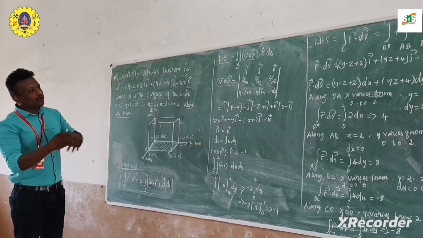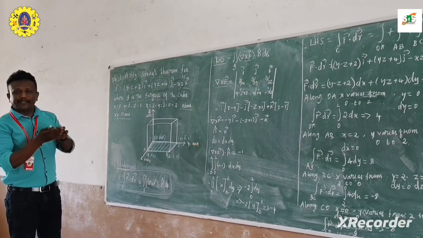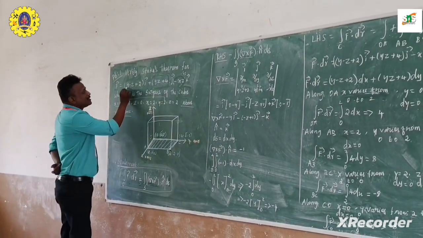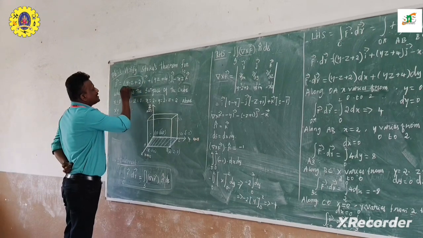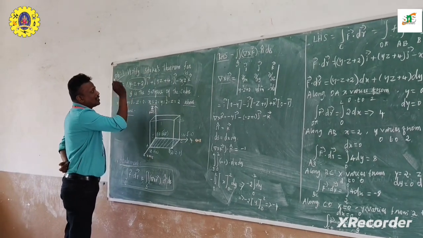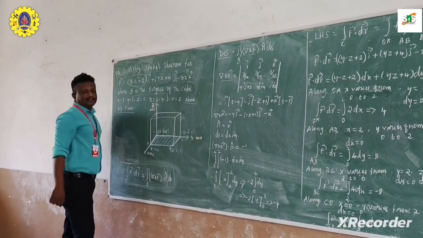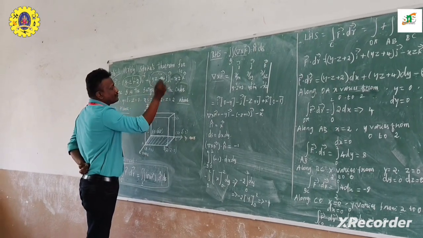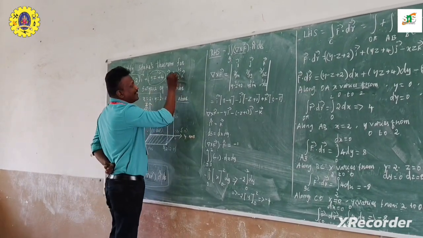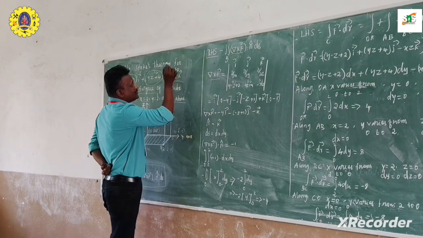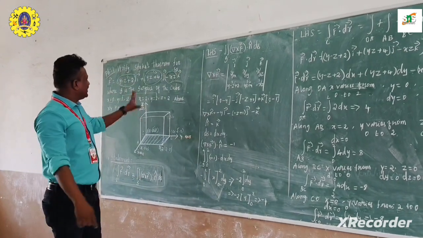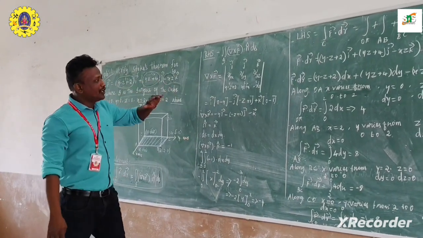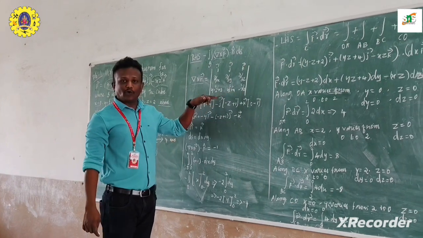From the F vector, I'm going to pick what is F1, F2, F3, which is nothing but the coefficient of i vector is called here F1. Similarly, the coefficient of j vector is called here F2, and the coefficient of k vector is called here F3. Okay, after identifying what is F1, F2, F3, you have to write them in the third row.